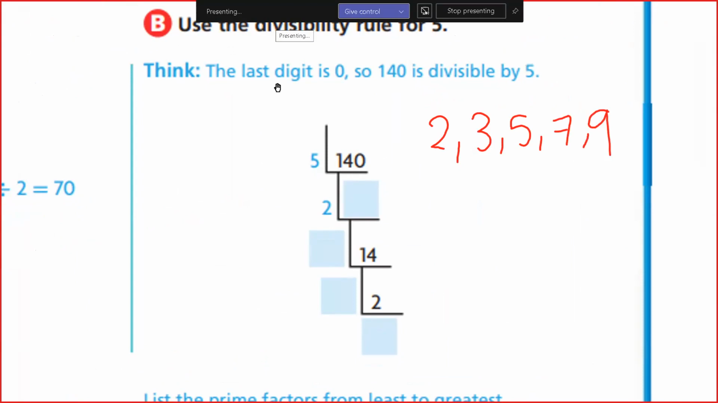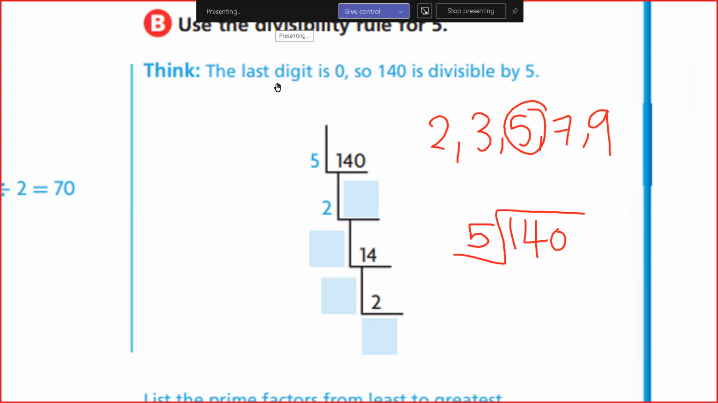In this example here, they say let's divide it by 5, because it already ends with 0. You have to remember the divisibility rules. If the number ends with 0, it can be divided by 5, by 10 and by 2. Then here, 140 divided by 5. Give me a number that you multiply by 5 to get 14 or close to 14. What will the number be?